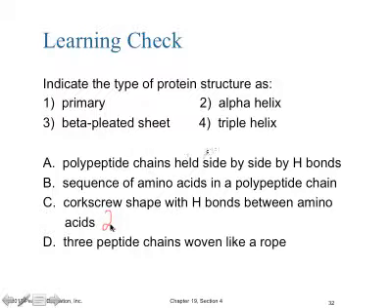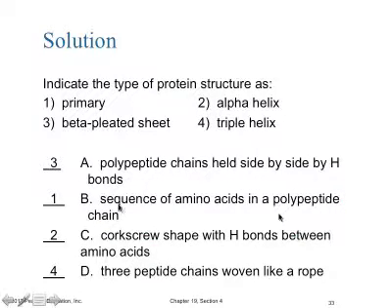Sequence of amino acids in a polypeptide chain, that would be our primary structure. Three peptide chains woven like a rope is our triple helix. So held side by side is going to be our beta pleated sheet. All right. Here we go.